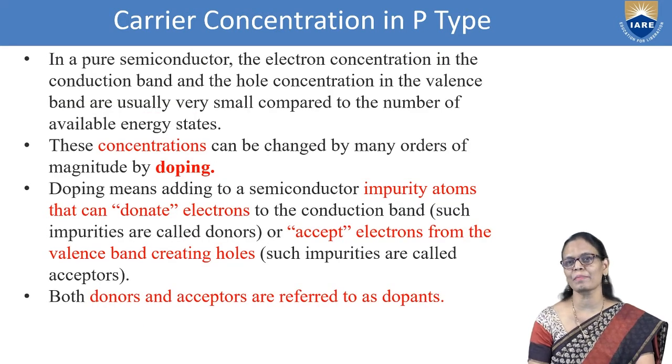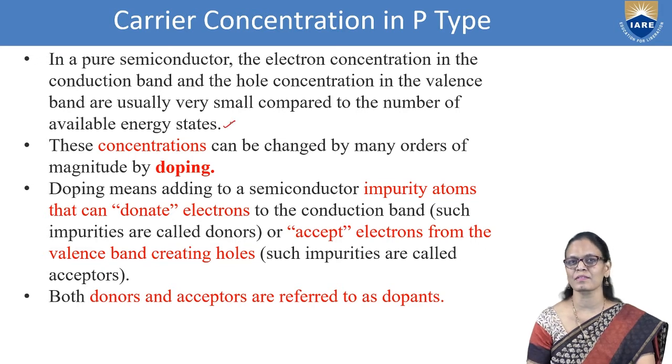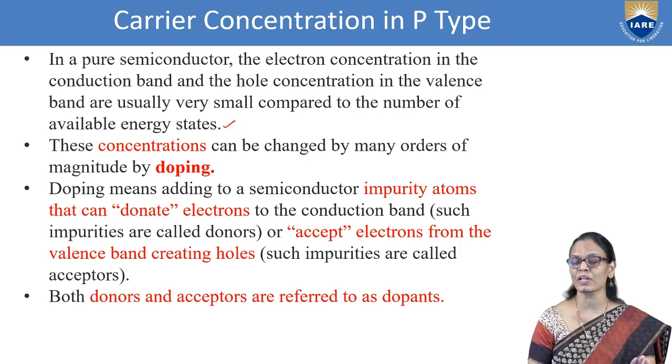Now, in a pure semiconductor, the electron concentration in the conduction band and the hole concentration in the valence band are usually very small compared to the number of energy states. Means if you are taking a pure semiconductor and not adding any impurity to it, the concentration of the carriers, that is electrons in the conduction band and holes in the valence band, is very small when you compare to the density of states.